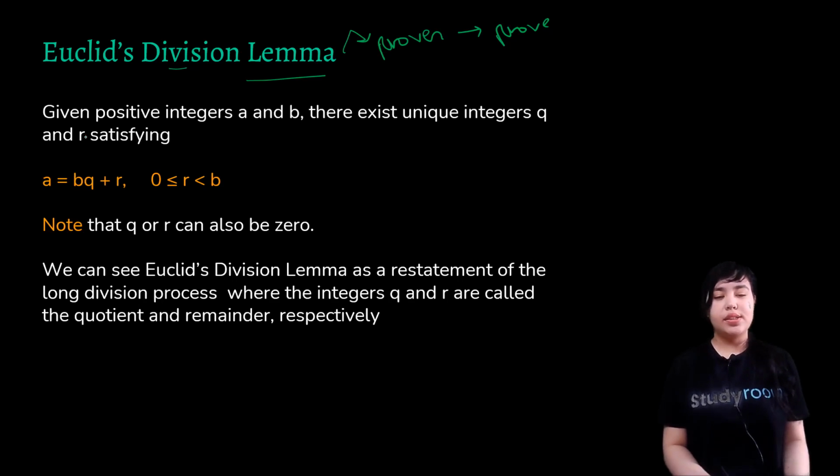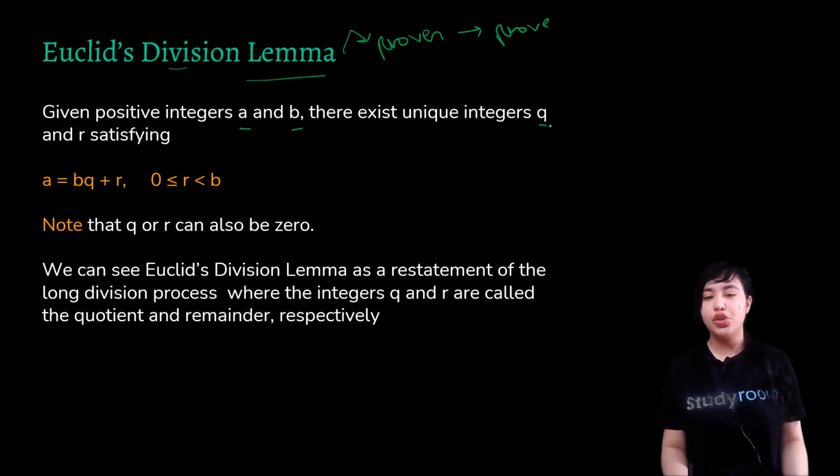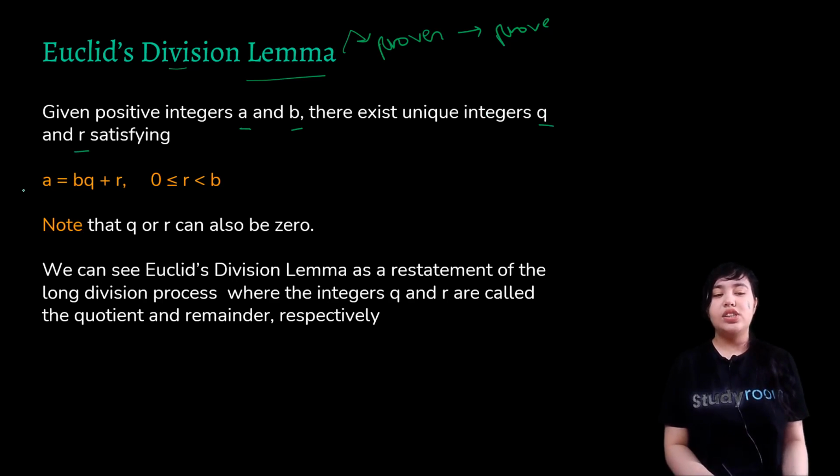So what it says is that if you are given any two positive integers, a and b, then there exist unique integers q and r such that a is equal to bq plus r. Now here a and b are your positive integers, q and r are some integers where q and r both can be equal to 0, but there's an additional condition on r that it can be greater than or equal to 0, but it has to be less than b.